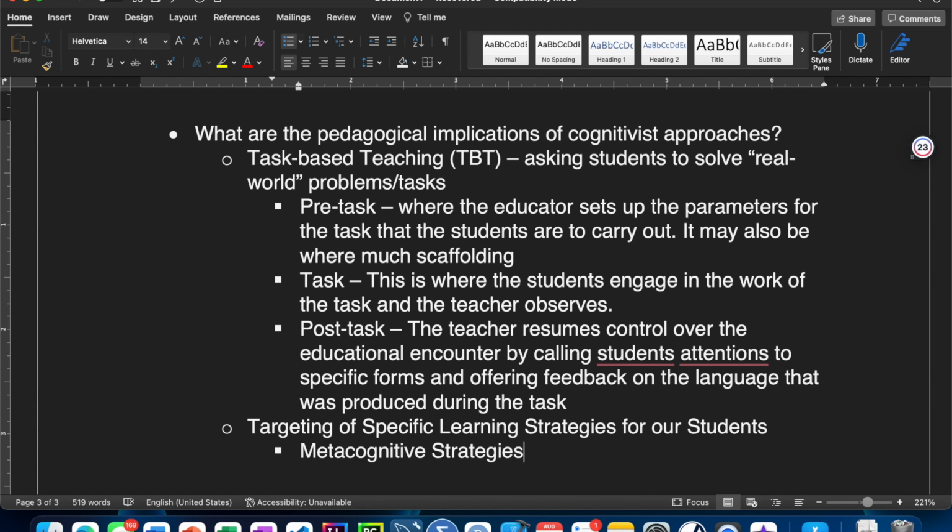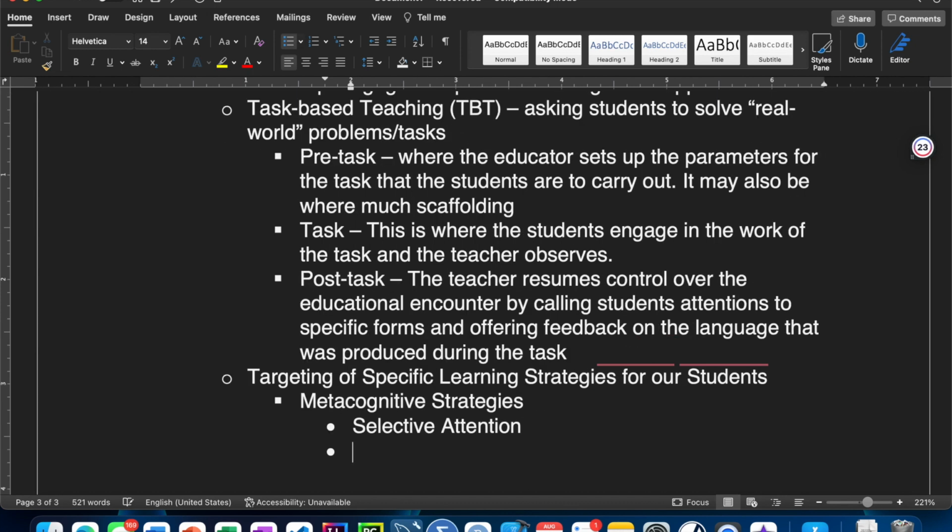so strategies that rely on getting the student to think about what they're doing, to think about language, to think about what they're producing. This would be things like selective attention, right? So setting up a task in a way that primes students to attend to certain elements of that task. For example, giving students a keywords list and a listening task and having them mark how many times they hear a particular keyword during that listening task.